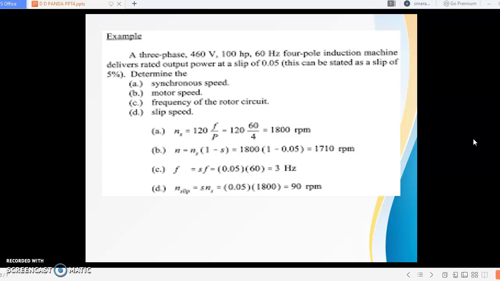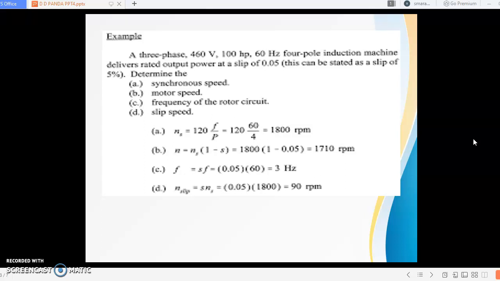See, the question is like a 3-phase 460 volt 100 HP 60 Hz 4-pole induction machine delivers rated output power at a slip of 0.05. This can be also stated as a slip of 5%. First, let us understand the question very carefully.